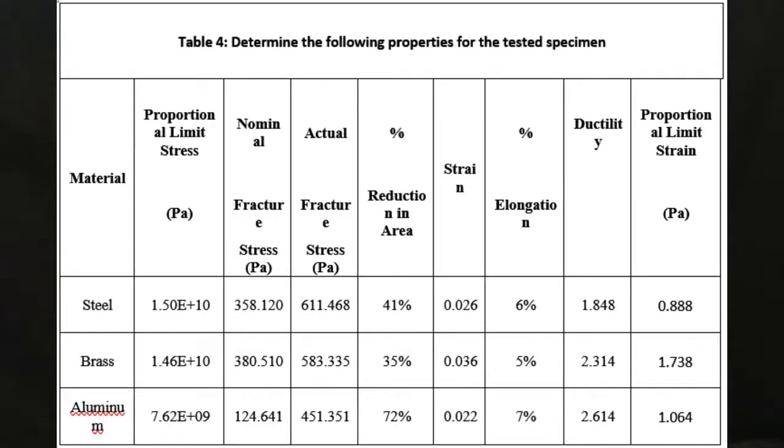Aluminium has the highest proportional limit stress. This means that aluminium has the greatest stress that is directly proportional to strain. Next is nominal and actual fracture stress, where nominal is lower than actual stress. Actual is also known as true fracture stress. Fracture stress is the load at fracture divided by the original area, while true fracture stress is the load at fracture divided by the cross-sectional area at fracture. In this table, steel has the highest value.